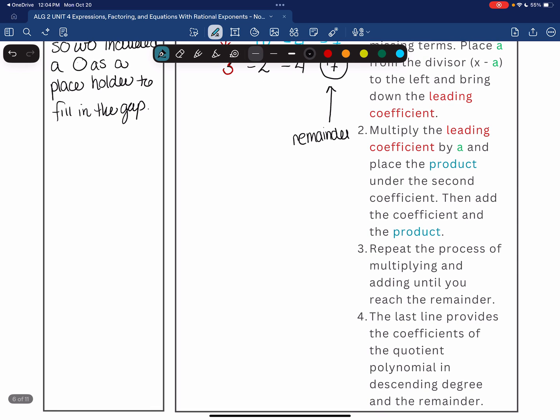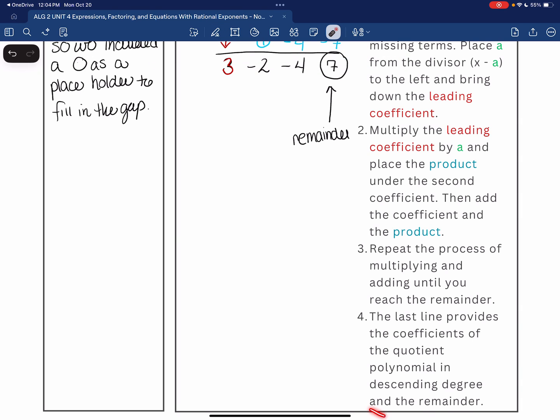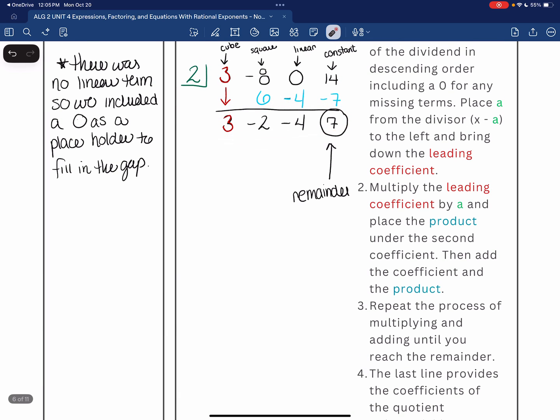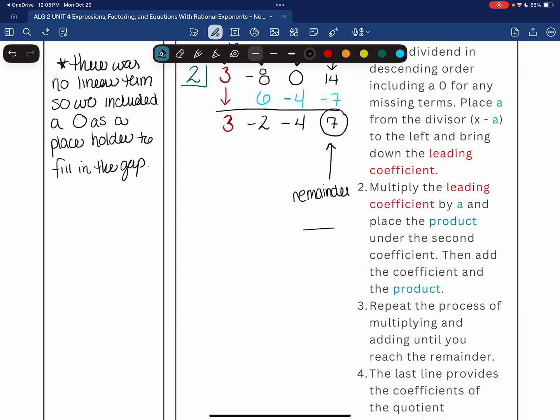The last line provides you with the coefficients of the polynomial in descending order and our remainder. So here's how I translate this back into an actual polynomial. I'm going to work from right to left, beginning with my remainder, and reinsert the powers.